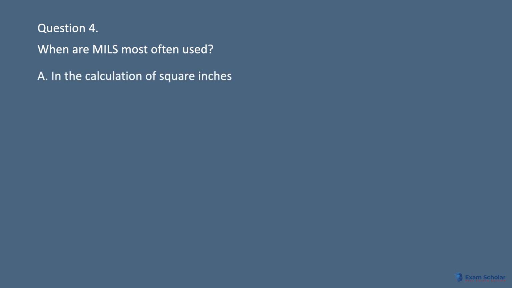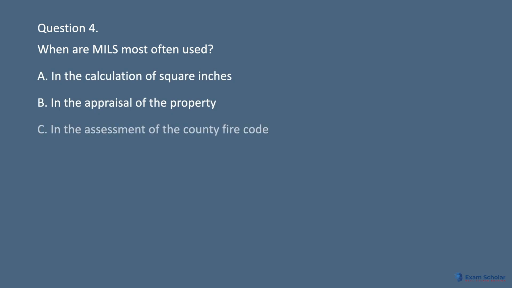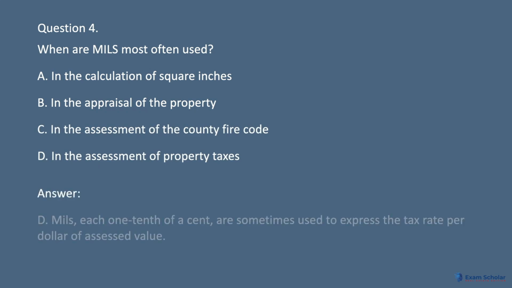Question 4. When are mills most often used? A. In the calculation of square inches. B. In the appraisal of the property. C. In the assessment of the county fire code. D. In the assessment of property taxes. Answer. D. Mills, each 1/10 of a cent, are sometimes used to express the tax rate per dollar of assessed value.